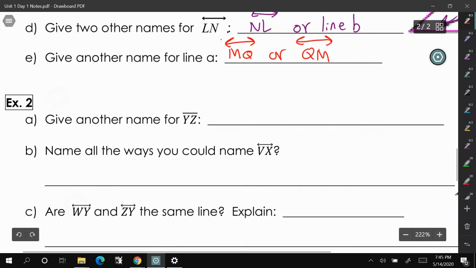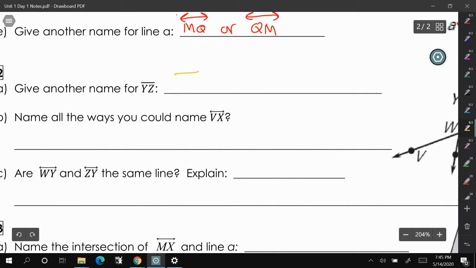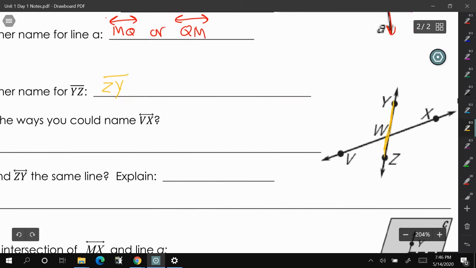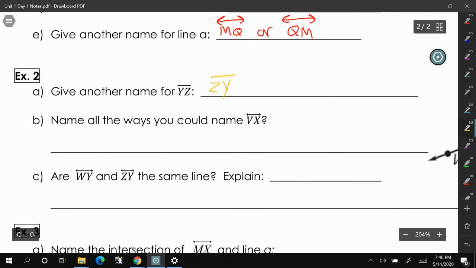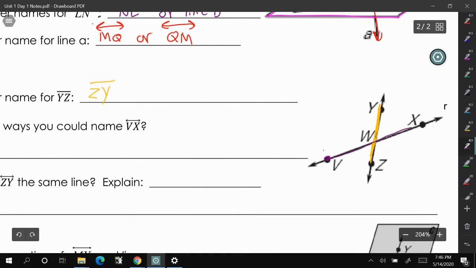So let's look at example 2. We're going to give another name for segment YZ. Well, we can just reverse the letters and say segment ZY. Segment YZ and ZY, they are the same thing. And then B, name all the ways. So we're going to have multiple answers that you could name line VX. So here's VX. And the line goes forever.